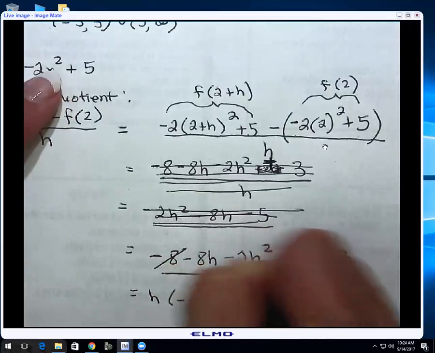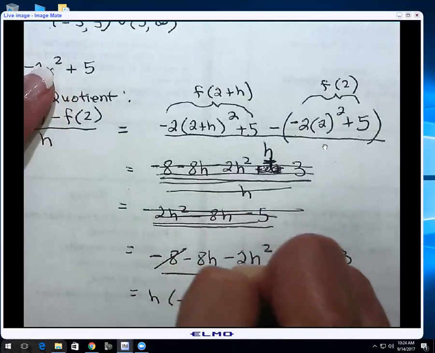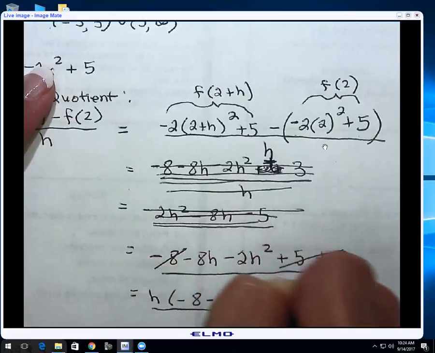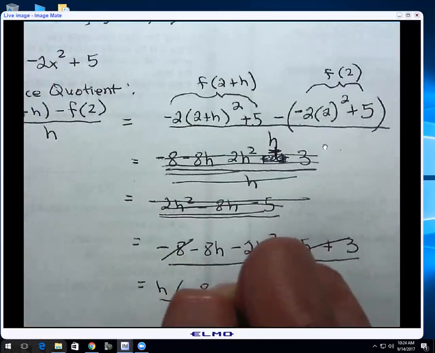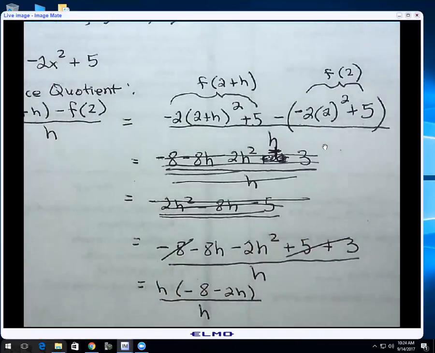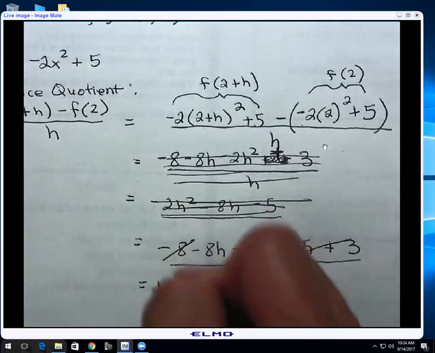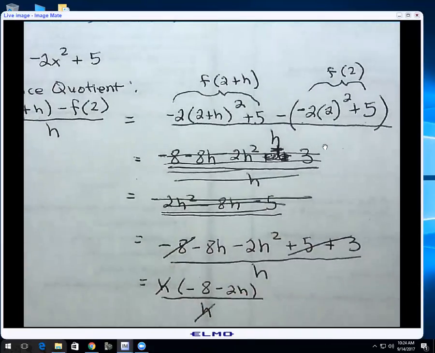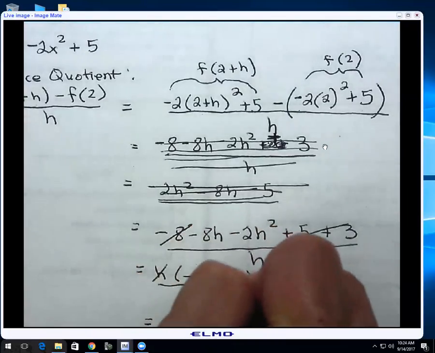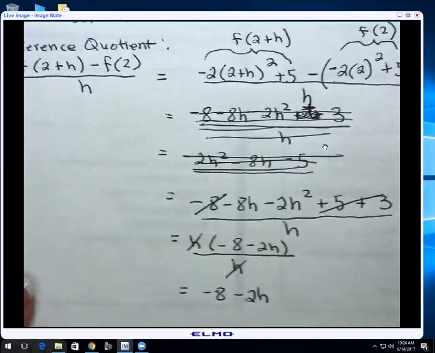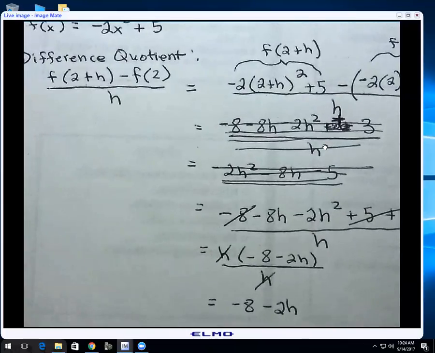out of the numerator. You could factor an h out of the numerator. Actually, you could factor out a 2h or a negative 2h. The only reason I didn't factor out a 2 is because I don't have anything to cancel with it anyway. So I just left it in there. It wouldn't be wrong if you factored it out. I only factored out an h because an h was all that I had to cancel. So that's negative 8 minus 2h.